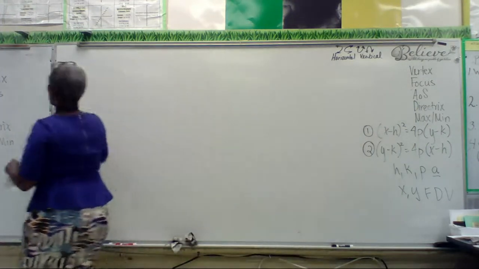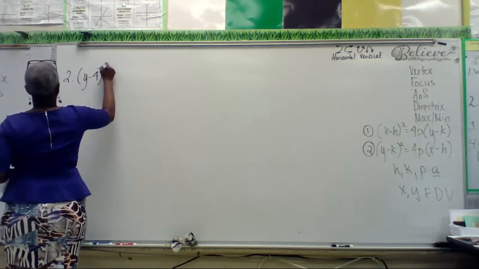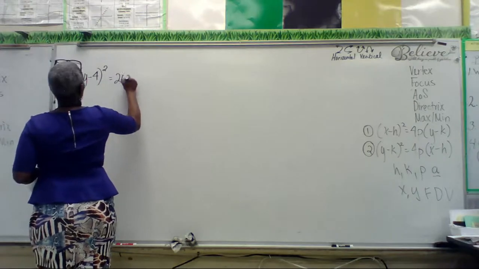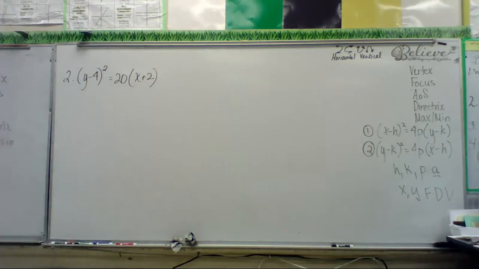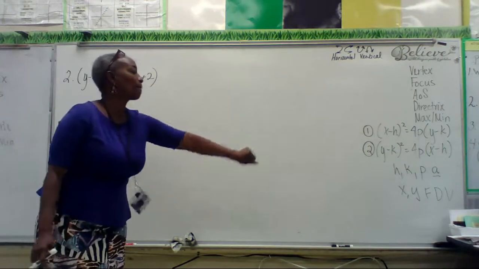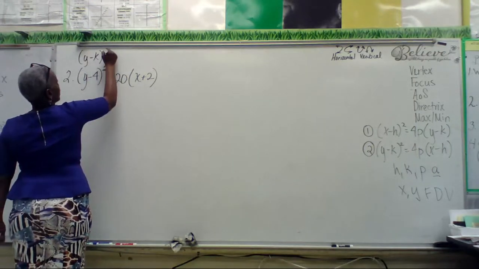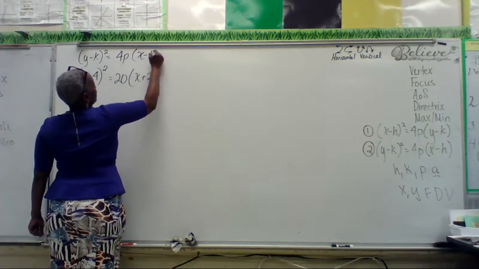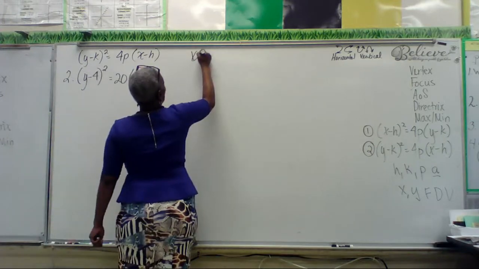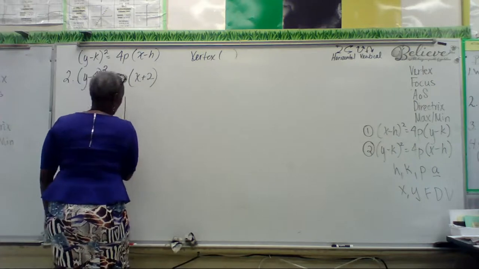All right, problem number 2, and I'm going to go through this one quite fast so that we can really get this. The quantity of y minus 4 squared equals 20 times x plus 2. I did leave some room on top this time. Which equation are we going to use, 1 or 2? We're going to use the second one. So what is it? Y minus k, quantity squared equals 4p times x minus h. All right, so the first thing we want to do: we know what we want to find. What do we want to find? Find our vertex. So what is our vertex, class?